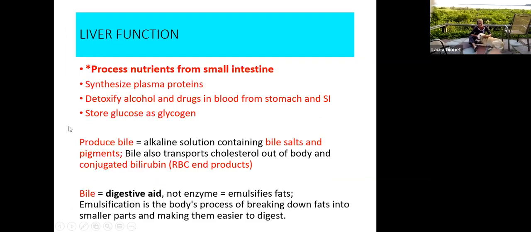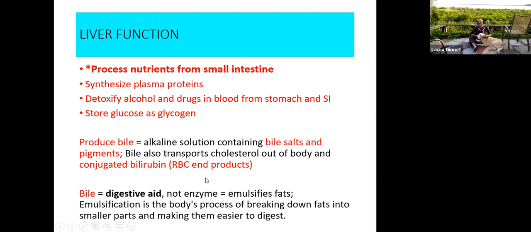So liver functions, it has many different functions, over 500. It processes nutrients from the small intestine. It processes anything absorbed from the stomach, any of the digestive organs. Helps synthesize plasma proteins, detoxifies alcohol and drugs in blood from the stomach and the small intestine, stores glycogen. Remember, this is where we're going to make anti-A and anti-B antibodies, should we be blood type B or blood type A? We produce bile there.